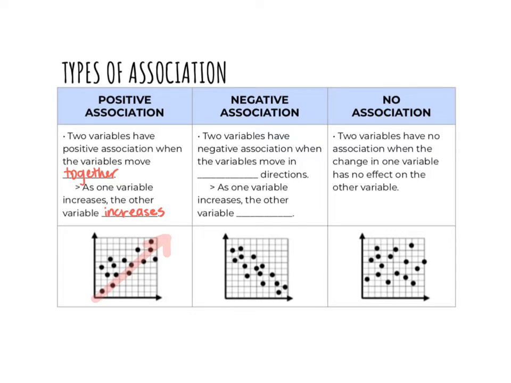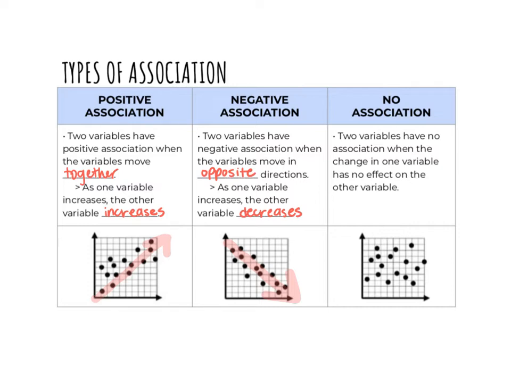Overall, your graph is moving upwards. With negative association, this means that the variables are moving in opposite directions. So what that means is, as one variable increases, the other is actually decreasing. And we can see here on this graph that, again, it's now moving in a downwards direction.